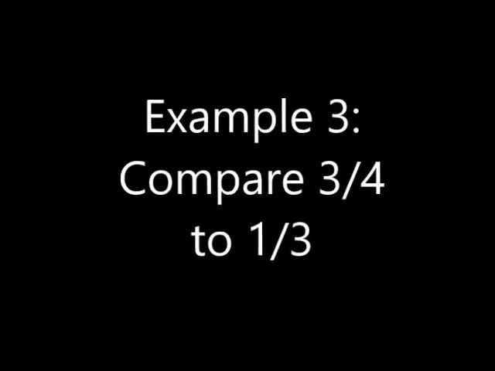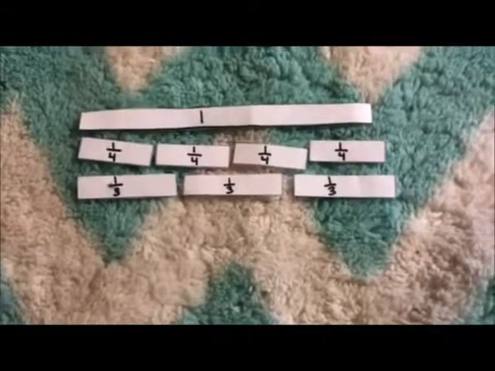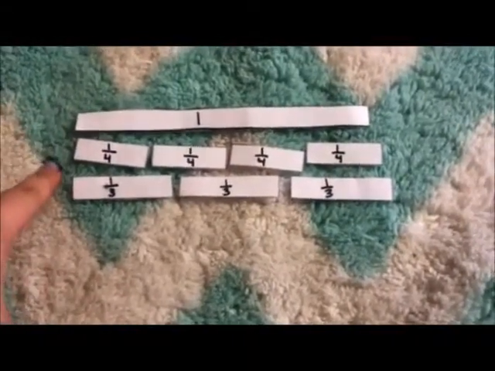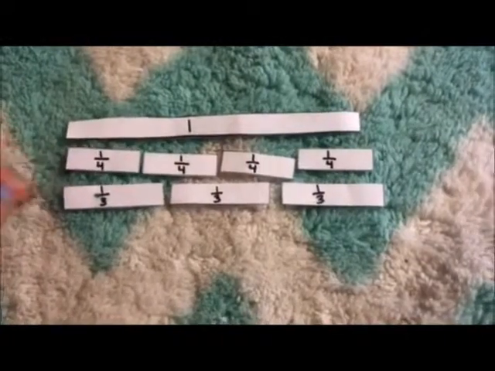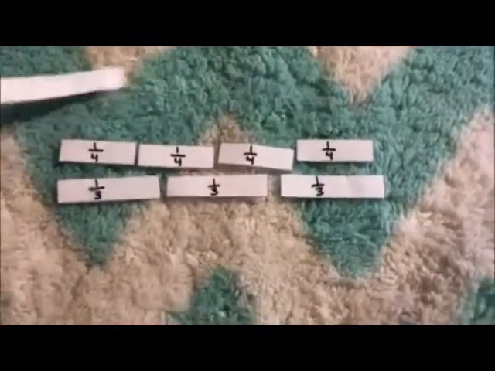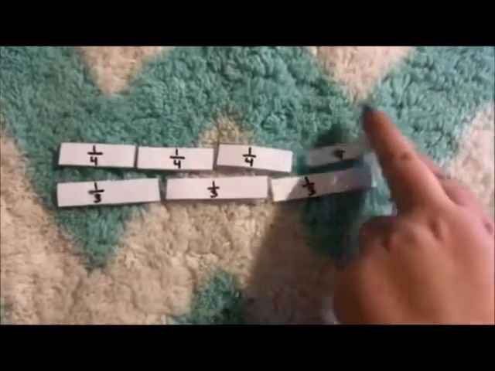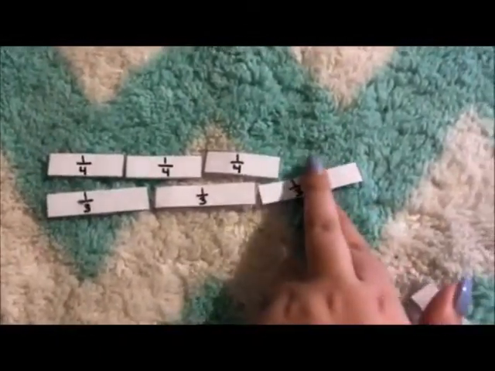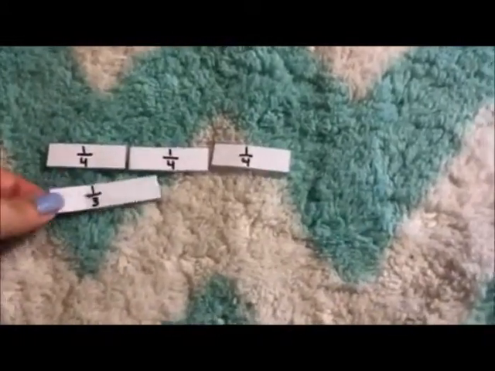Example 3. Compare 3/4 to 1/3. We need to compare 3/4 to 1/3. So I've got the whole again, the fourths, and the thirds. And so I put the whole here again to show that we are comparing at the same whole. And so we need 3/4 and 1/3. And so I'm going to start with the fourths, and the smallest that we can do is 12ths.